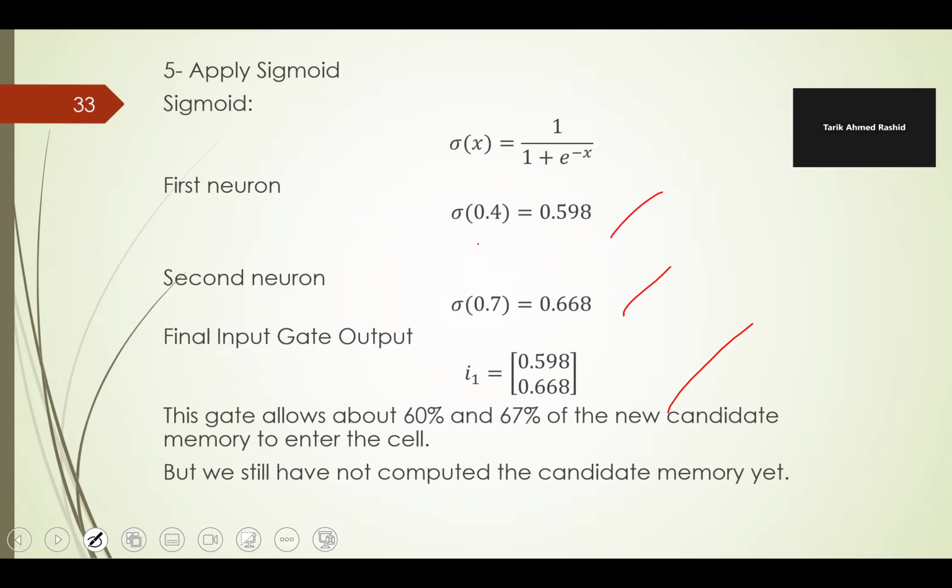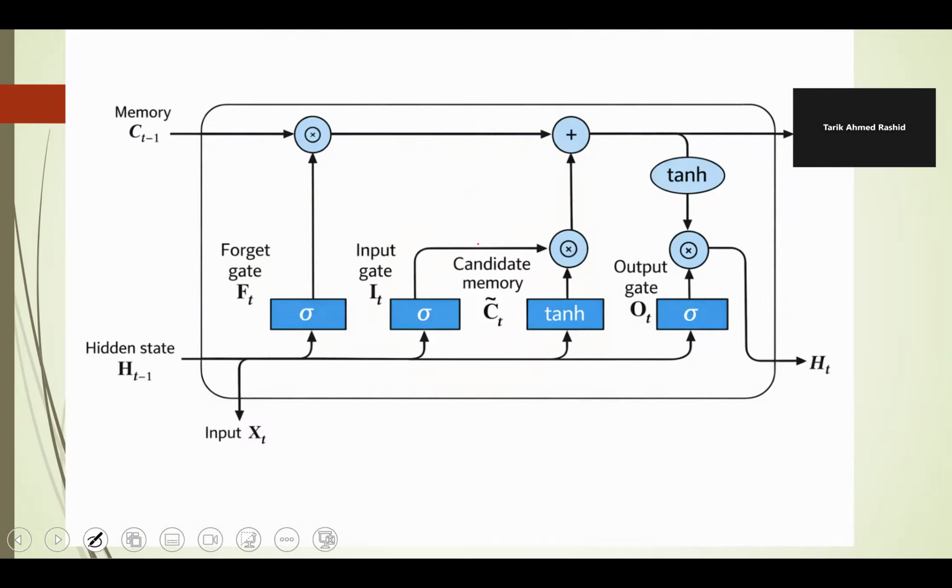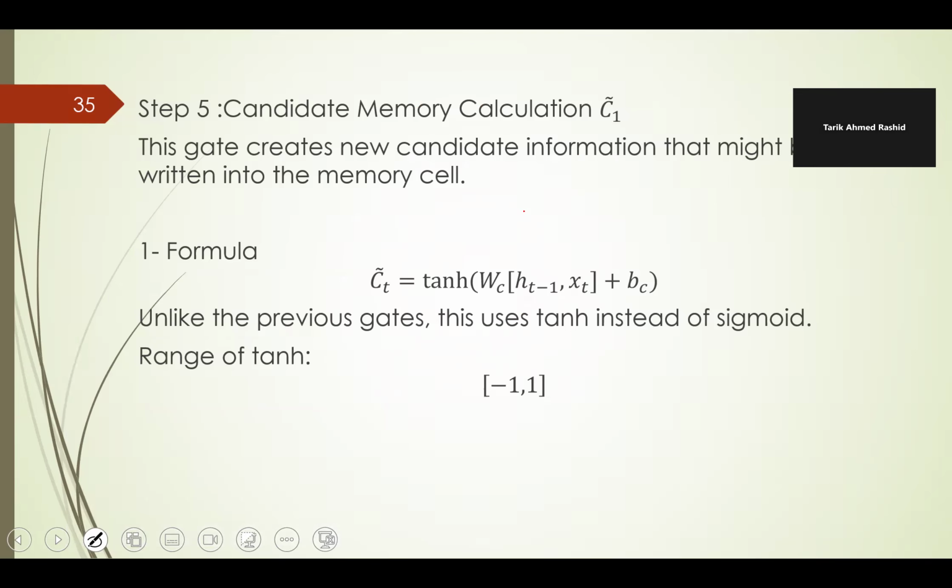Next, we are going to apply this here. We will do the candidate memory here. Okay, so the formula is C tilde equals tanh of WC, concatenate the input with the hidden, plus B, and the tanh will give you an output in the range between -1 and 1.